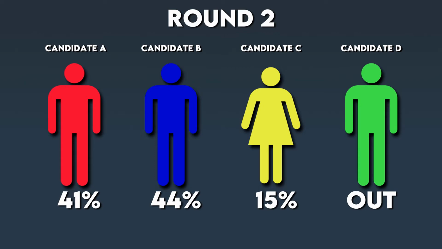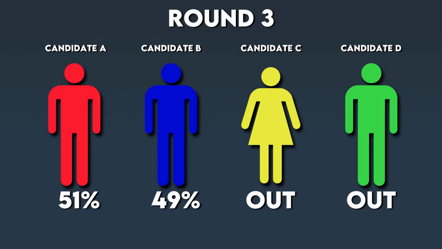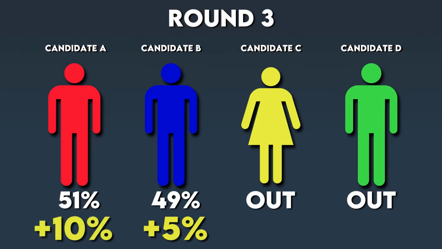Though candidate B is in the lead, no one has reached a 50% majority yet, so now candidate C is out of the race and her votes will be distributed to candidate A and candidate B according to the voter's second choice from candidate C. A third round will commence. In the third round, candidate C's votes will be distributed based on what the voters chose as their next choice. As we can see, 5% of candidate C's votes are transferred to candidate B, while 10% of candidate C's votes are transferred to candidate A, giving candidate A a total of 51% of the vote and making candidate A the winner of this hypothetical election.